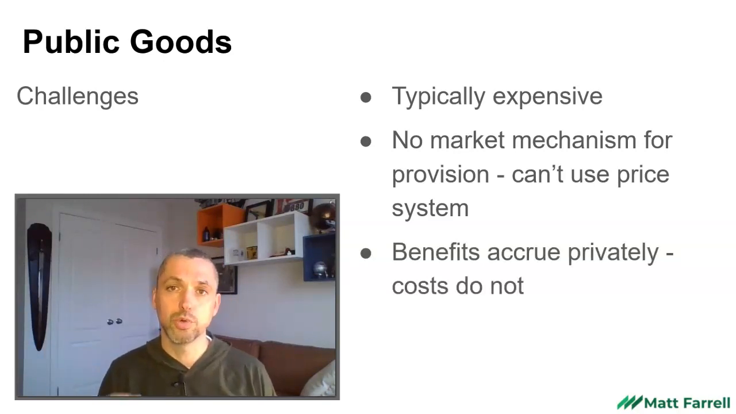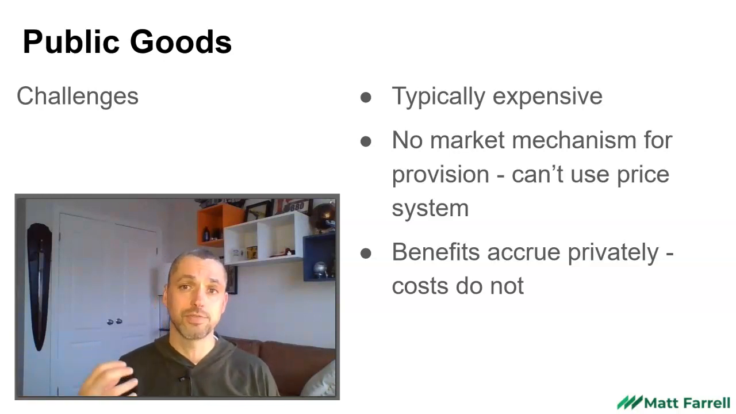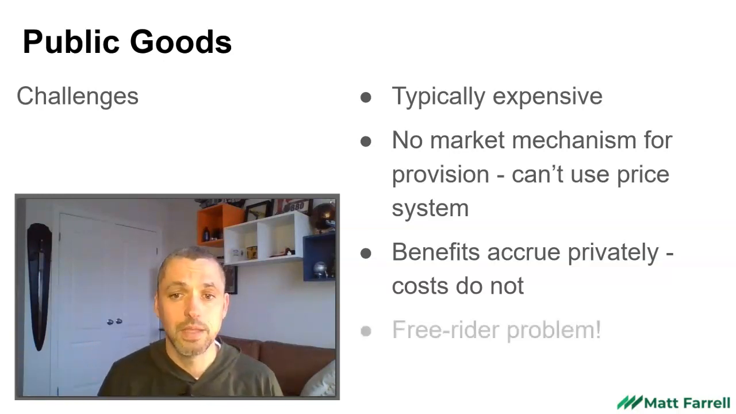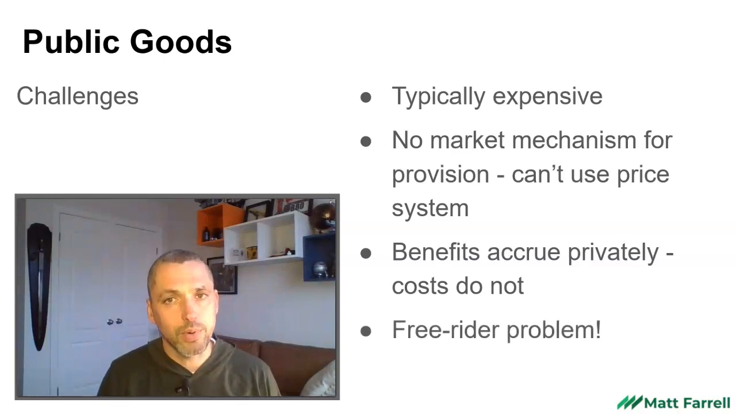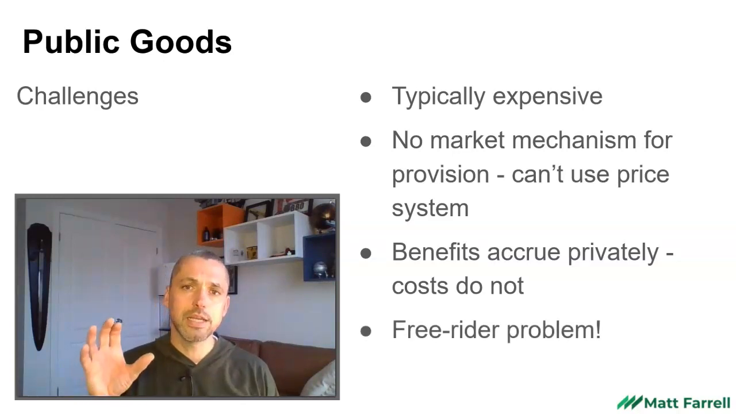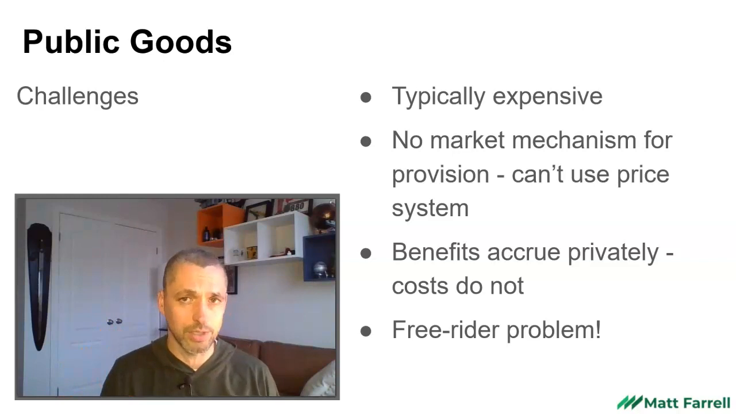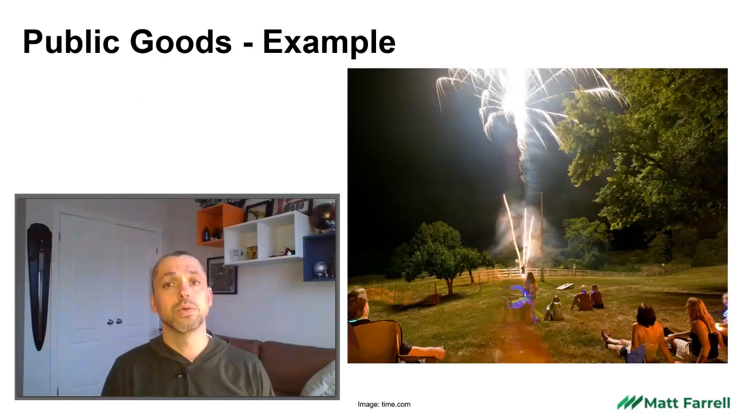The benefits accrue privately while the costs do not. I can enjoy something without having to really pay for it. I get to benefit from national defense without paying for it directly. This creates a free rider problem. People can use and enjoy a public good without paying for it. And that sort of ties in with the fact that you can't use a price system to provide them.